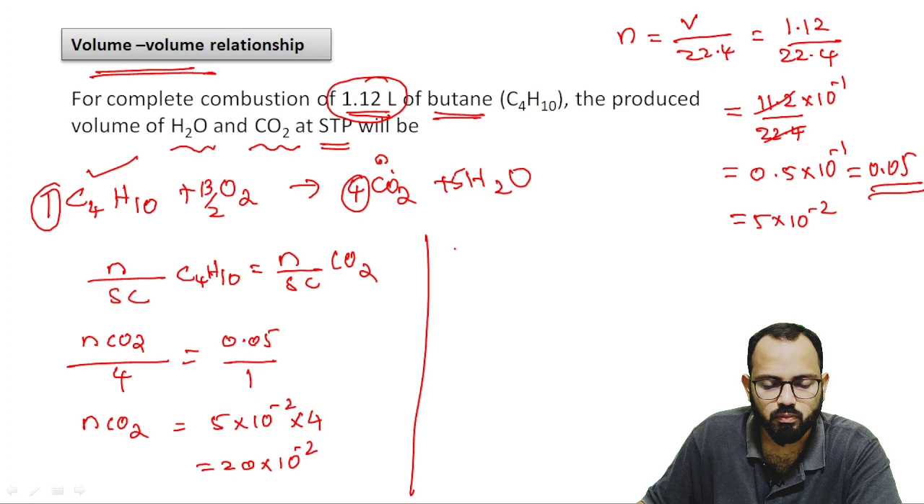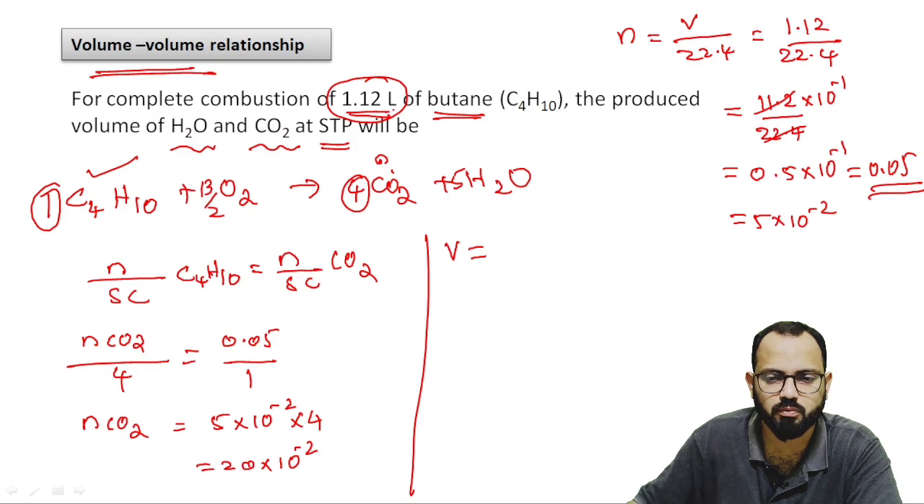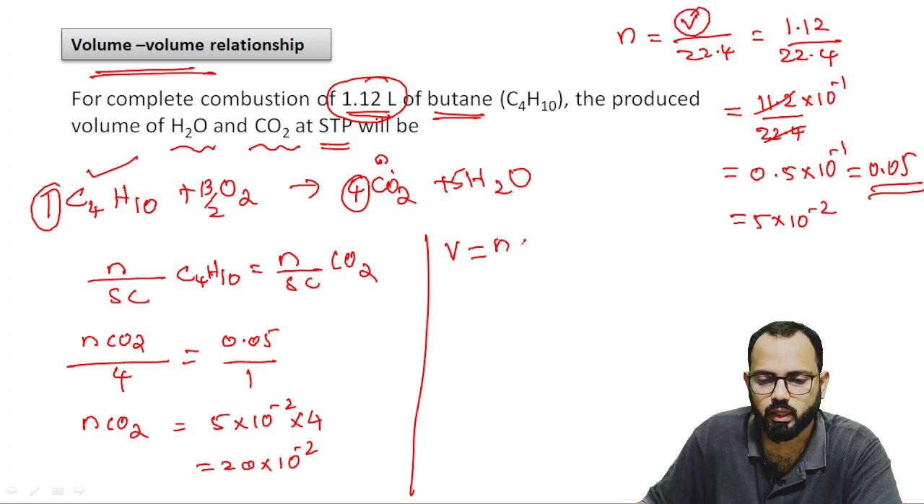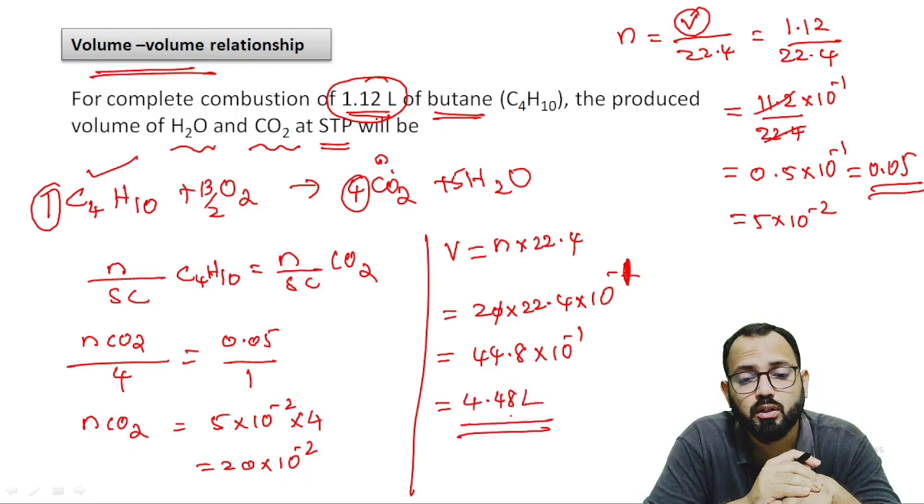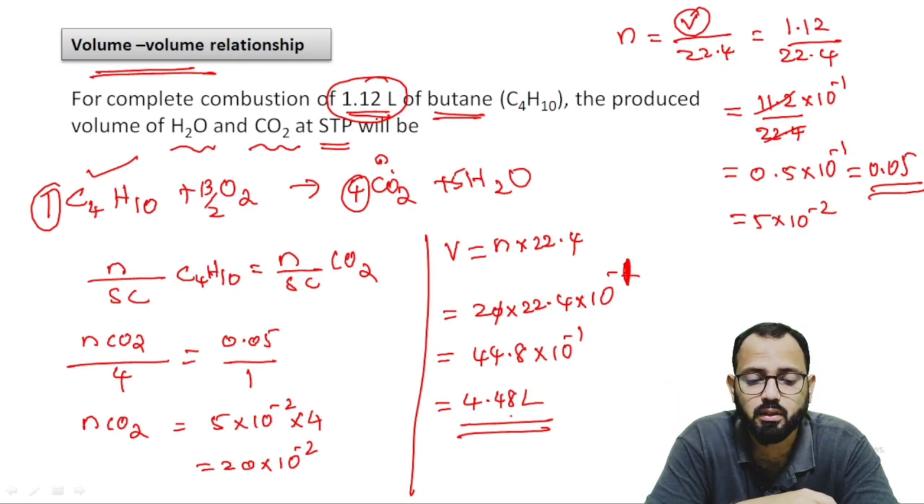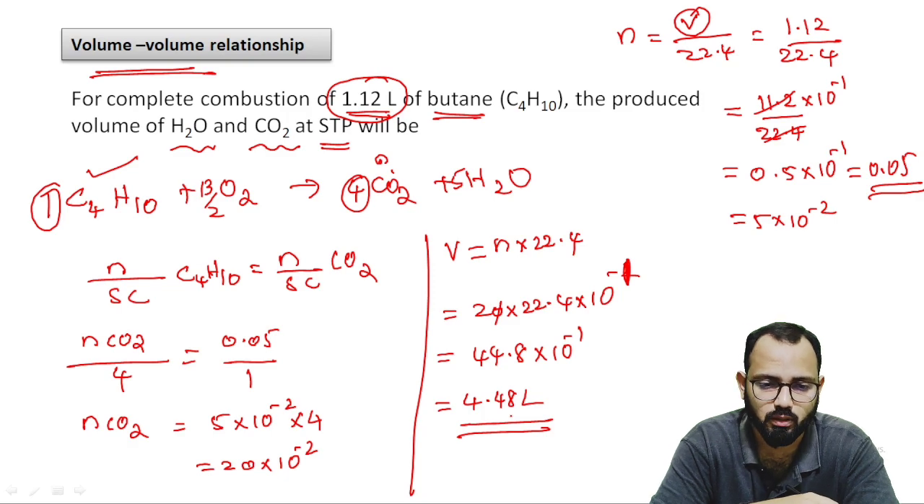So now what I have to find out is the volume, because they are asking the volume of carbon dioxide formed. Volume is equal to n into 22.4. So it's going to be 20 into 22.4 into 10 power minus 2. This 0 cancelled, so this is 10 power minus 1. 22.4 into 2 is 44.8 into 10 power minus 1. That's going to be 4.48 liters. So if 1.12 liters of butane burns, you will be getting 4.48 liters of carbon dioxide.